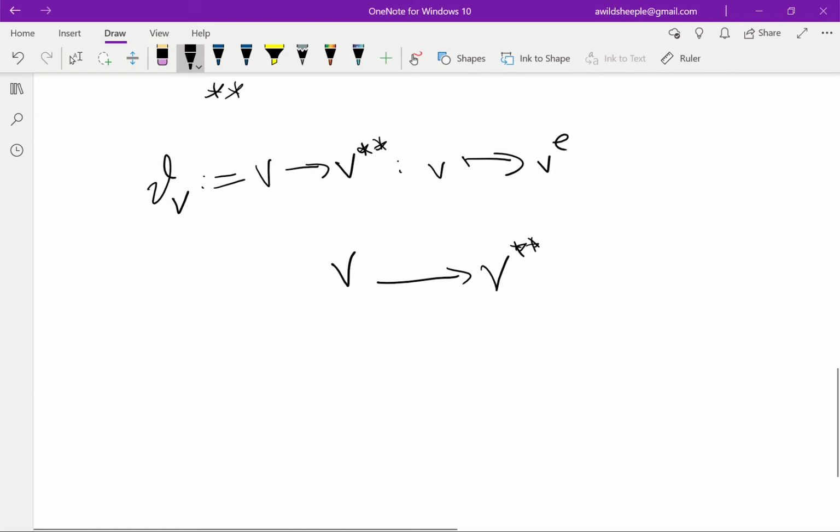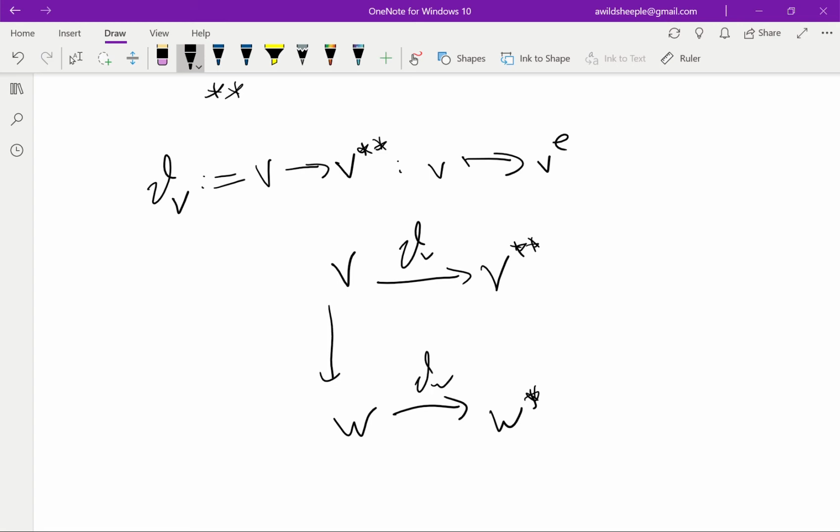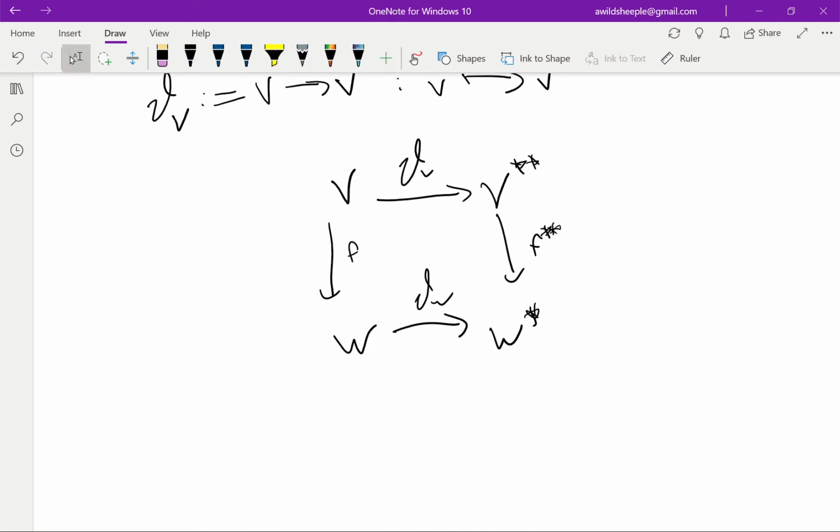And then supposing we have any other component and a linear map, like so, what am I doing here? This should just be f. Then over here we get f double dual. Okay, so now in order to check this is a natural transformation, all we need to do is go around this diagram both ways, and we obtain the equation theta w composed with f is equal to f double dual composed with theta v, and we just need to check this.